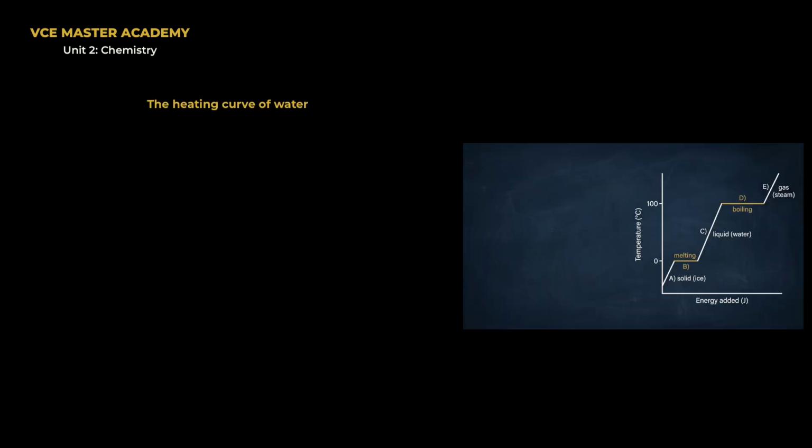Let's put the whole story in one picture. This is called a heating curve. Along the bottom, energy going in. Up the side, temperature. We start with ice at minus 10 degrees and just keep adding heat. Watch the right side as we go.